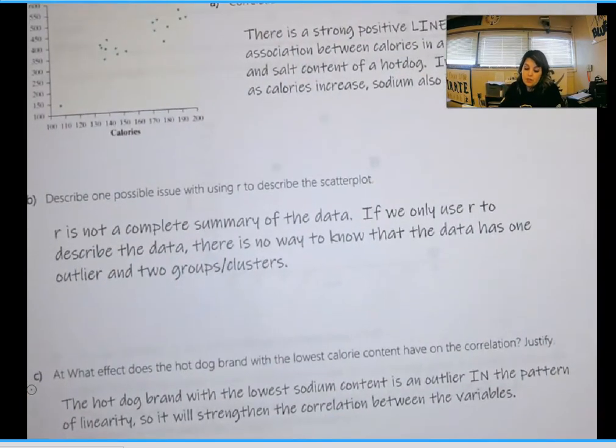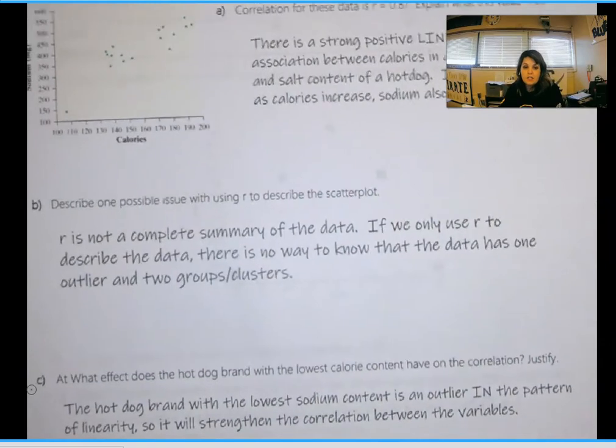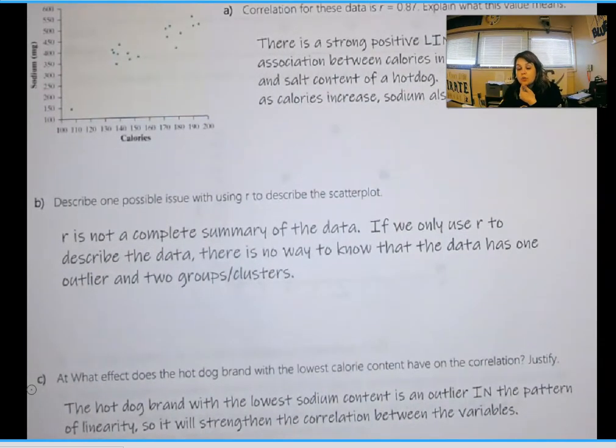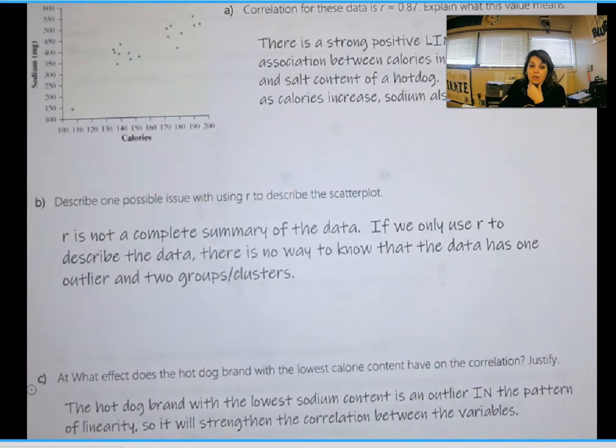Describe one possible issue with using R to describe the scatter plot. So there is no issue with using R to describe it. The issue is that you don't want to use only R to describe this data set. R is not a complete summary of the data. If we only use R to describe the data, there is no way to know that the data has one outlier, so this guy's an outlier, and two groups or clusters. So there's nothing wrong in using R, but you have to use more than R.